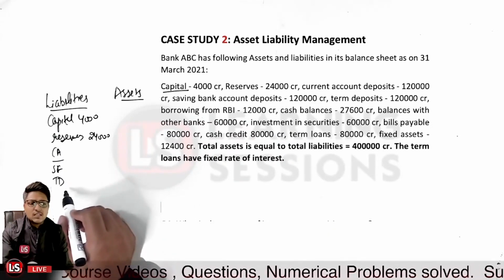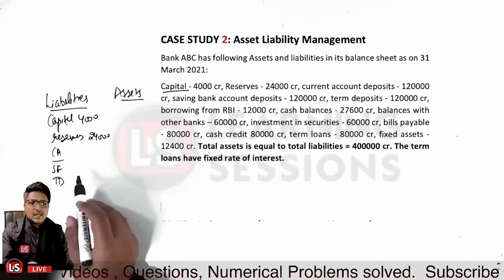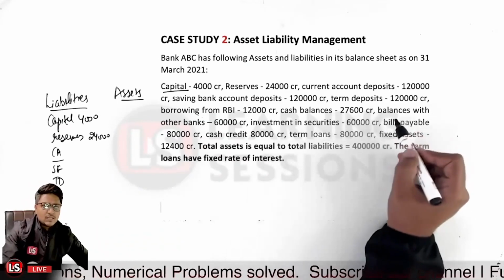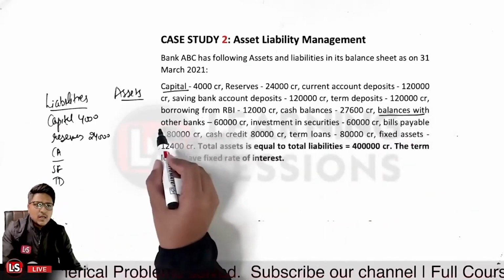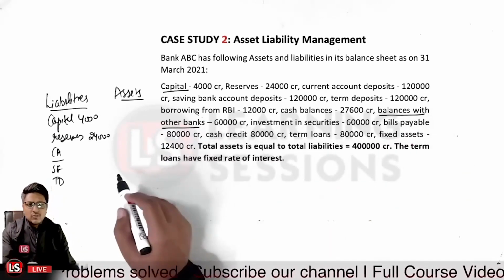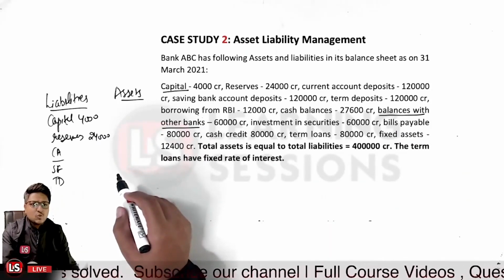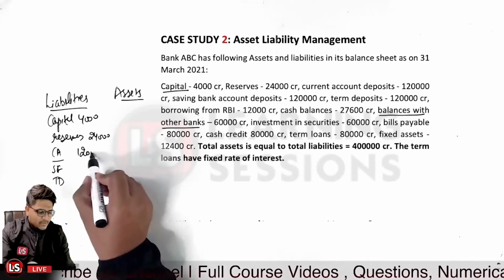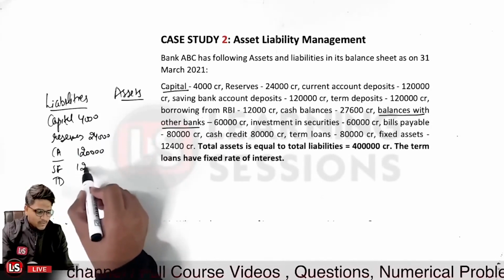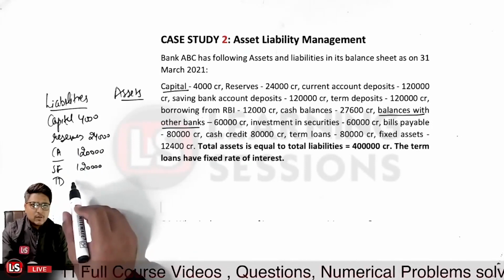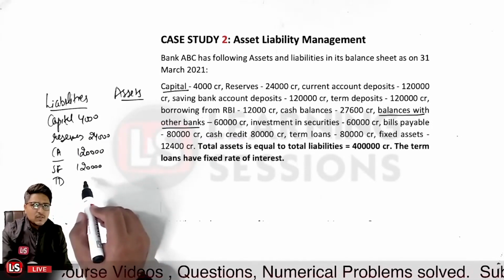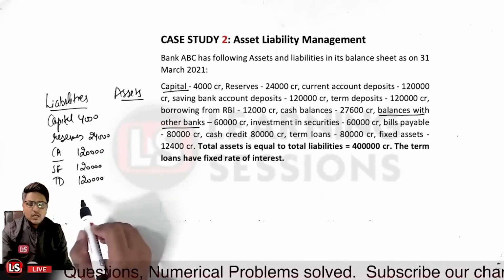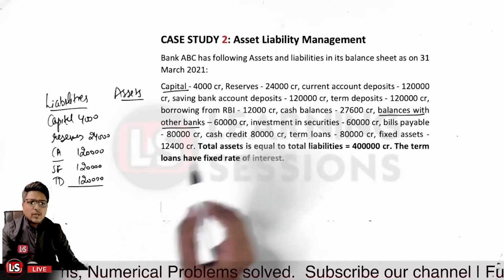Then balances with the other banks. Whatsoever balances that you are maintaining with the other banks, is that a liability or an asset? With regard to balances with other banks, is it related to assets or liabilities? Kindly do confirm at the earliest. So we are having 1,20,000 crore in savings bank deposits, and in case of term deposits, it is again 1,20,000.